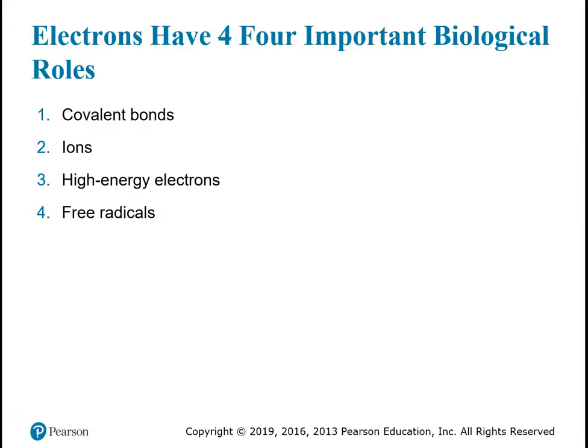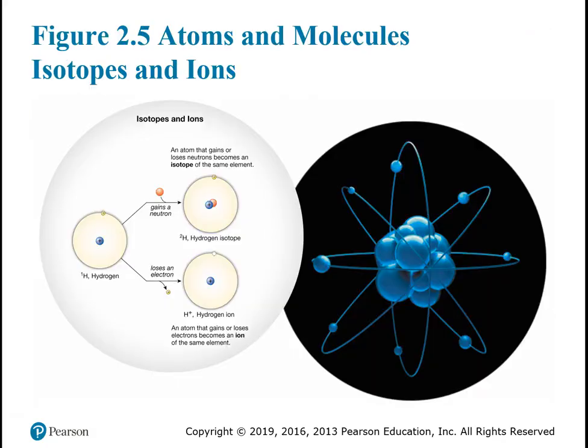All right, so we've already covered covalent bonds, one of those roles that electrons have. And now I want to talk about ions, and very briefly about isotopes. If we look at a hydrogen atom, this is our most basic atomic unit. There's 1 proton, 1 neutron, and 1 electron.